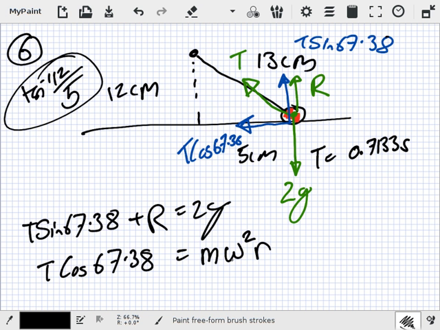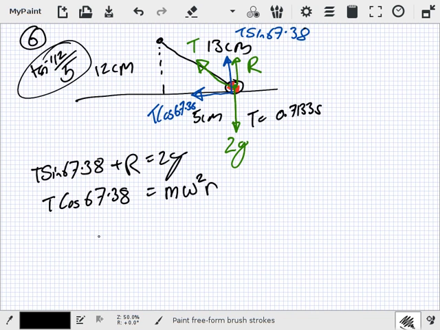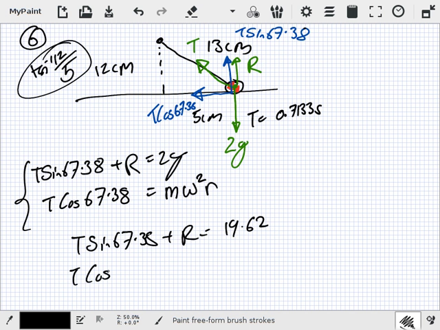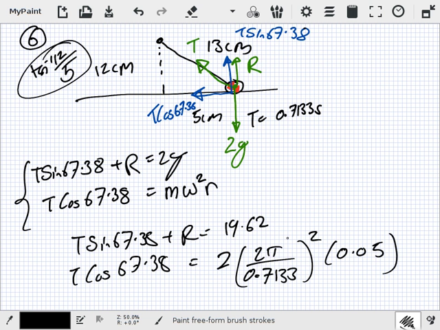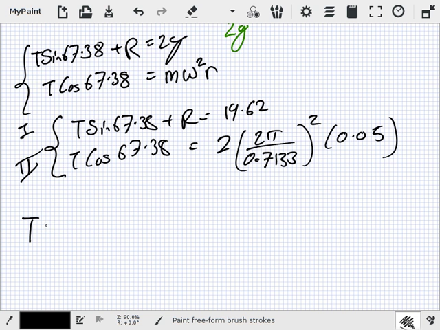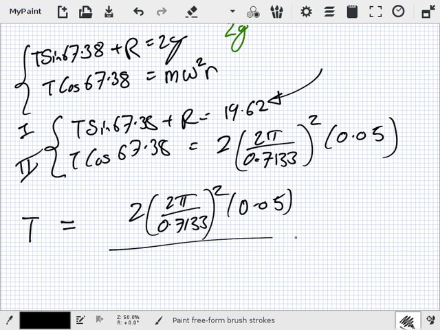Okay. Now, we actually know some of the numbers here. So, the first one I can change into T sine 67.38 plus R equals 19.62. And the second one is T cos 67.38 equals m omega squared r, and omega is 2 pi over T, and the radius is 0.05. That's actually really good, because what can the second equation give me? What can I figure out from the second equation? I can get T, can't I? So I don't even need the first equation. So I get T is whatever this thing is over cos.